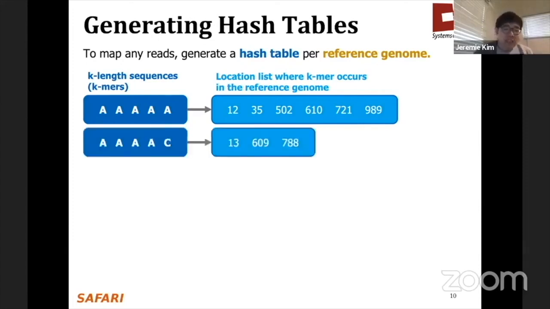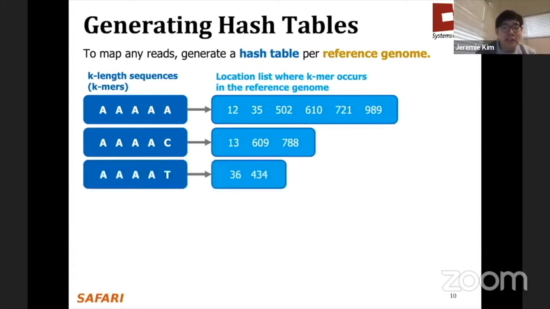We generate the key value pairs for every permutation of k-mers for the chosen value of k. And so the number of keys in this hash table depends on the size of the k-mers chosen. Just to emphasize, we see that the k-mer AAAAT occurs starting at the 36th and at the 434th base pairs of the reference genome. And so if you see that sequence, then you can immediately go to that location in the reference and extract the sequence of relevance.